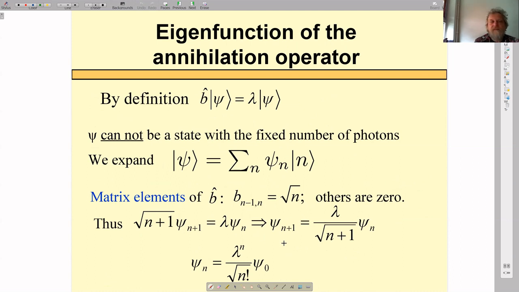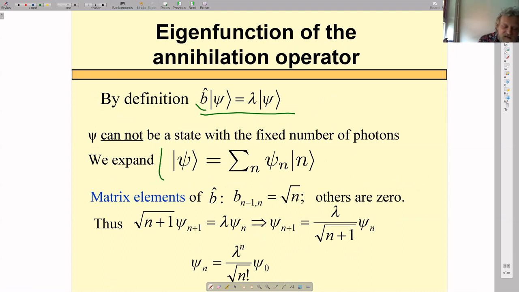Right, so fortunately the equation we are dealing with is very simple. We can solve it analytically rather fast and efficiently. All right, so let me start with the definition. And let me understand that it cannot be a state with a fixed number of photons, right? Because any time the number of photons is changed by the operator. Let us find it. So how to find this?